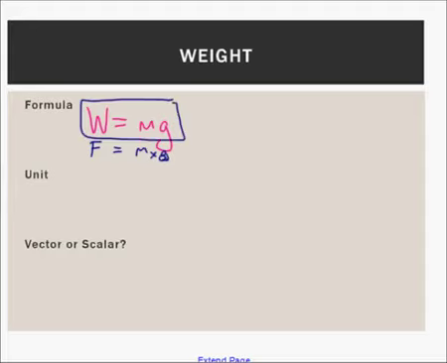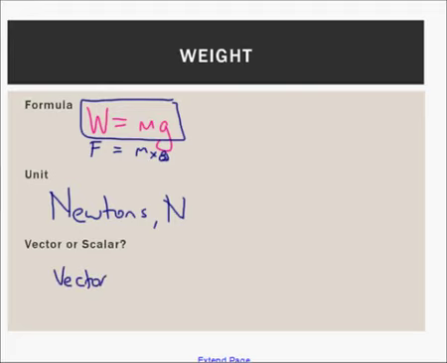W equals mg. Unit. Well, if you look at it, you can have kg m s to the negative 2 if you work it out from the formula. Mass times an acceleration, so it's kg multiplied by m s to the negative 2. But we know it's a force, so it's just newtons. Is it a vector or a scalar? Because it's a force, it must be a vector.